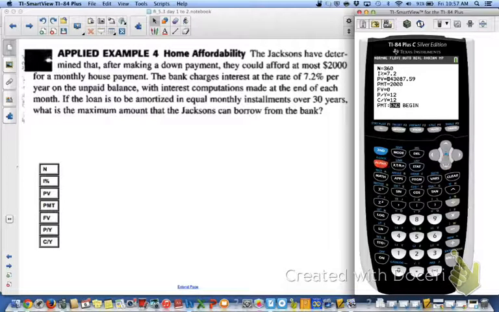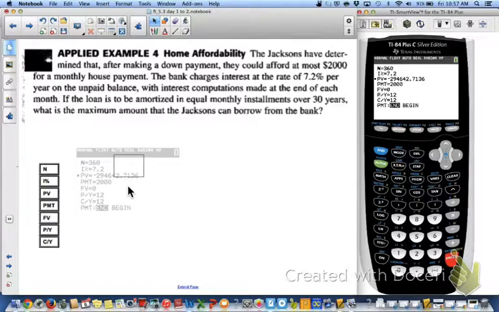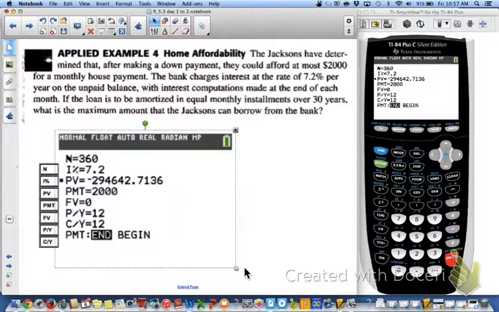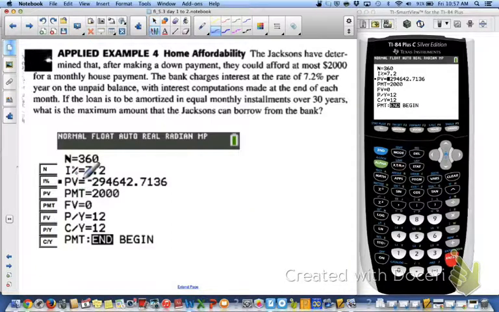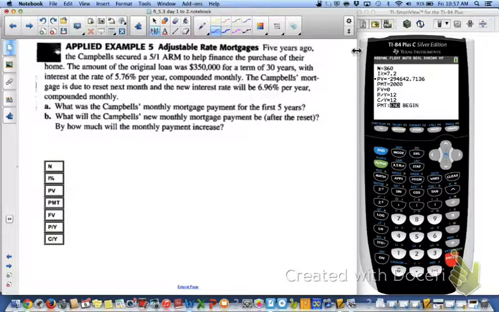So we solve that, and that is $294,000. So your answer is just this number right here. Awesome. $294,642.71. All right, so the next one.